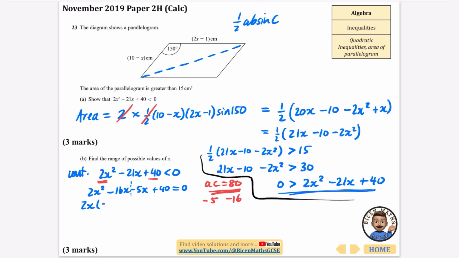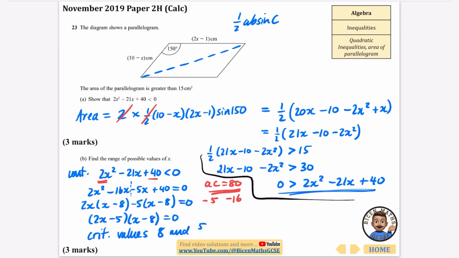That's going to be 2x brackets x minus 8. Then I need the second bracket to have an x minus 8 as well, so it looks like it's going to be a minus 5. Yes, the minus 5x, and then minus 5 times minus 8 gives 40. Which means when we factorize this, it is 2x minus 5 and x minus 8. So the critical values, in other words when it's equal to 0, are going to be 8 and 5 over 2, or 2.5.